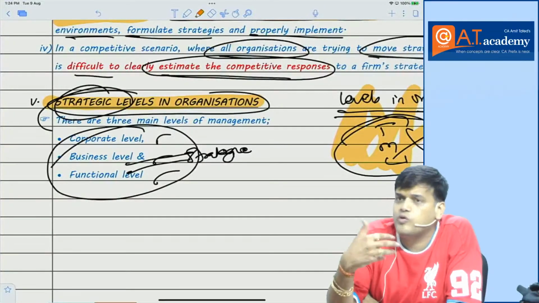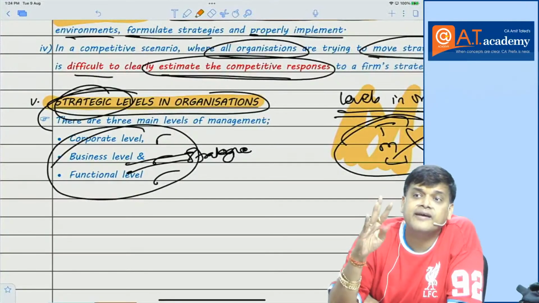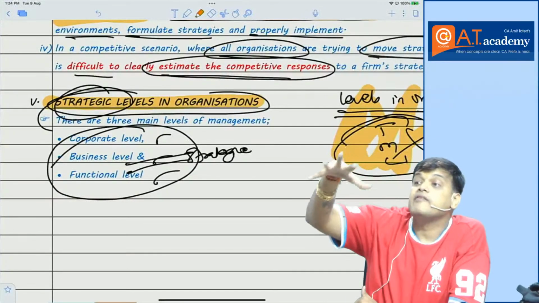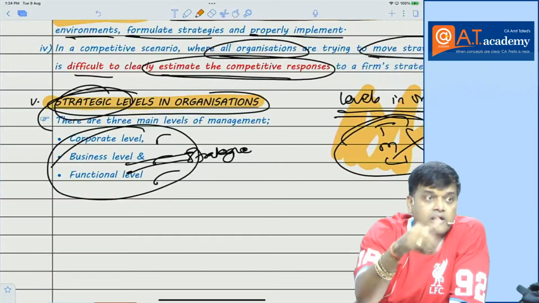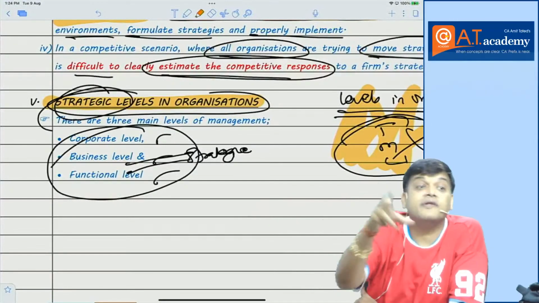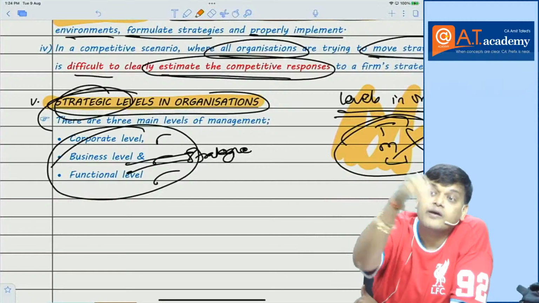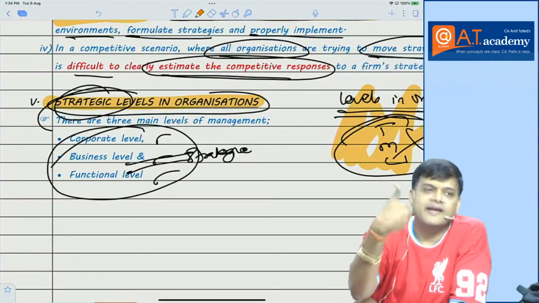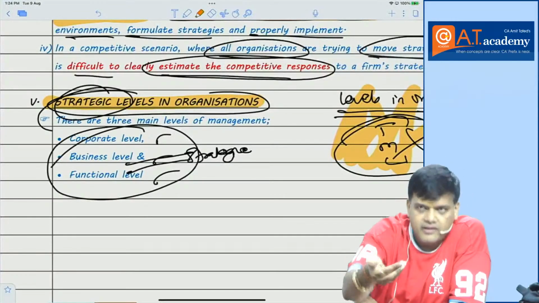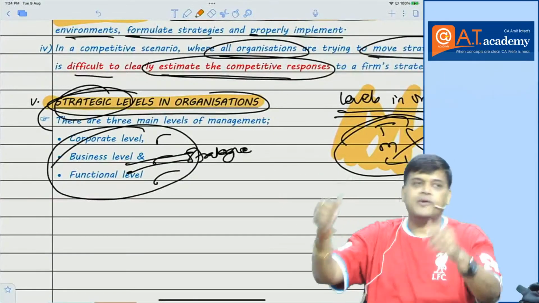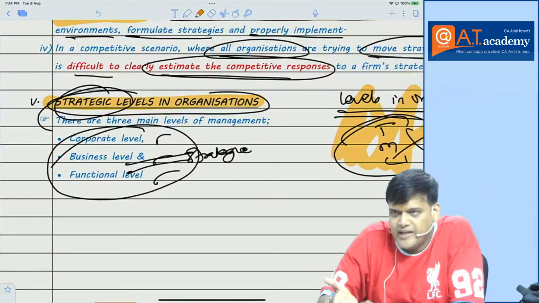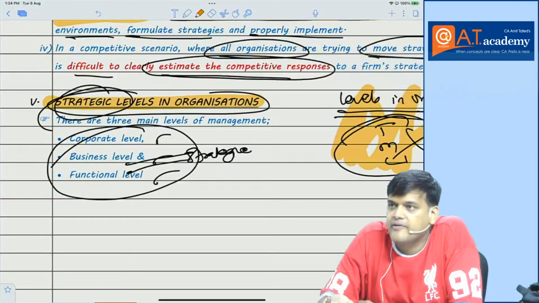Don't look in the notes, look at me. Role of corporate level manager. How many points are there? 8. First point: oversee development of mission and goals. Everybody clear? Third point: what business I should be. Fourth point: allocating. Fifth and sixth: formulating strategy, implementing strategy. 7th and 8th: leadership. And the last point: link between management and shareholders. Clear?